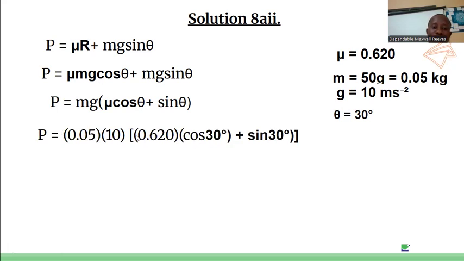Now, place all of these values on your calculator and solve it, and you come out to the answer to be 0.518 Newton. This is our pull force.